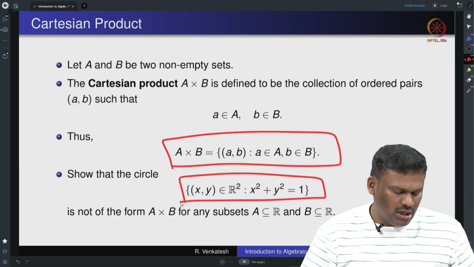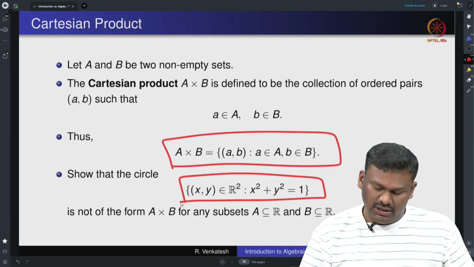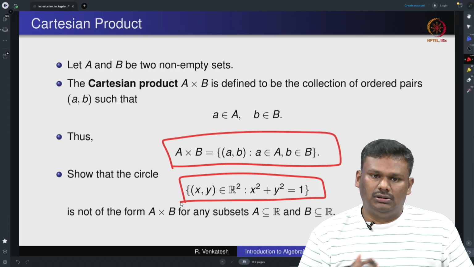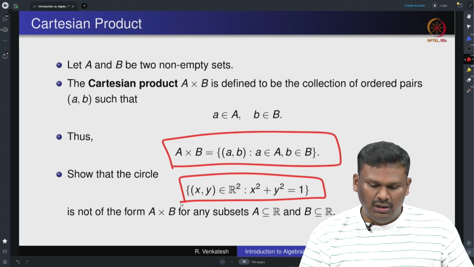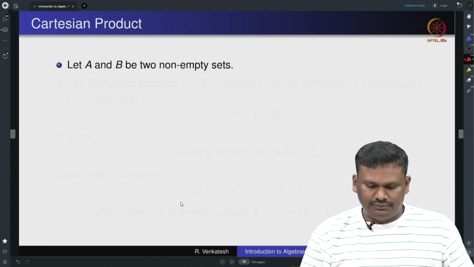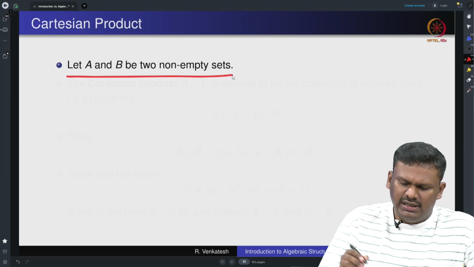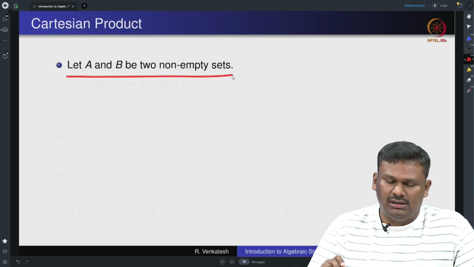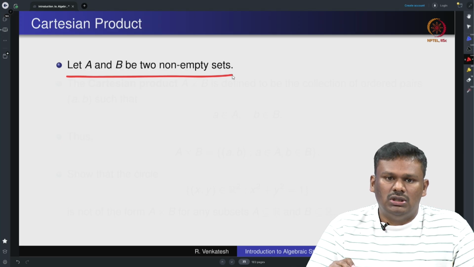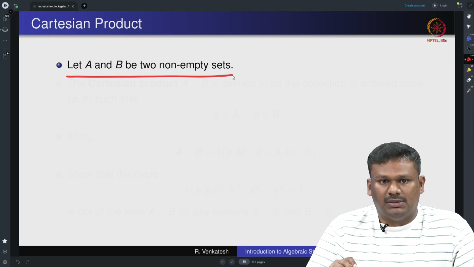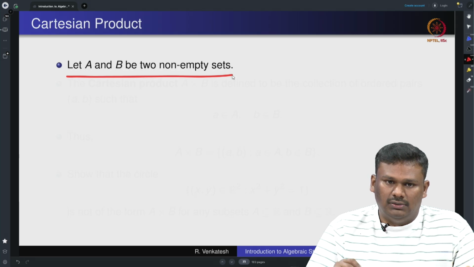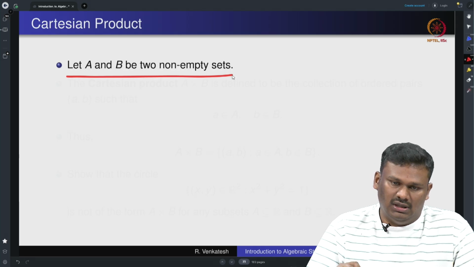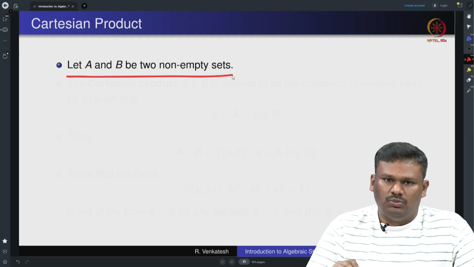But now let us see how one can actually prove the existence of the Cartesian product from scratch. What is given to us is two non-empty sets. From the axioms, we can talk about subsets of A, subsets of B, the power set of A, the power set of B, and so on. But then what is the Cartesian product? How do I actually construct it?